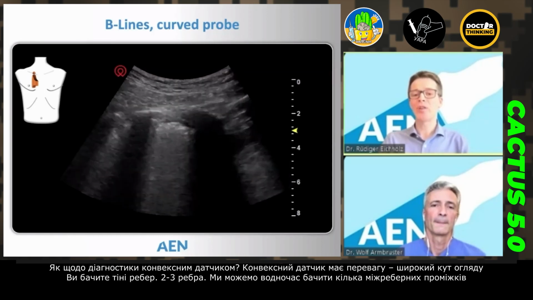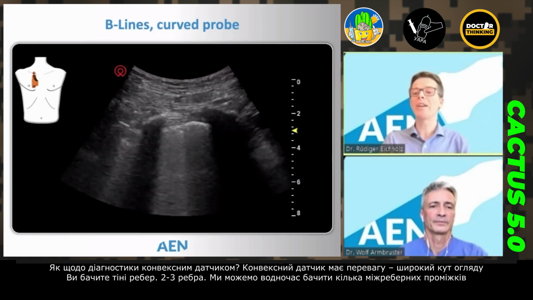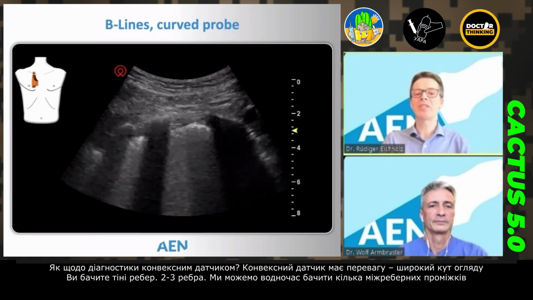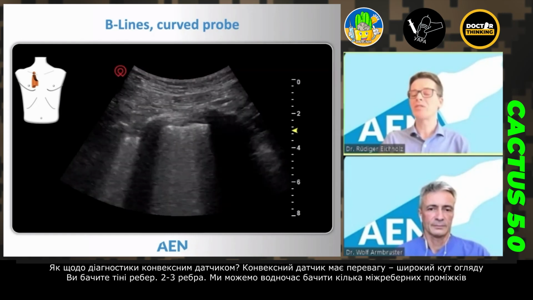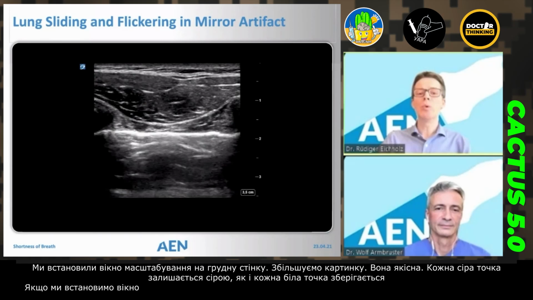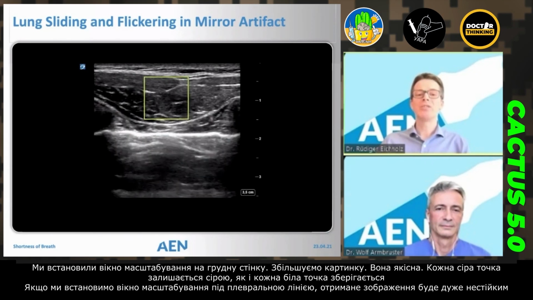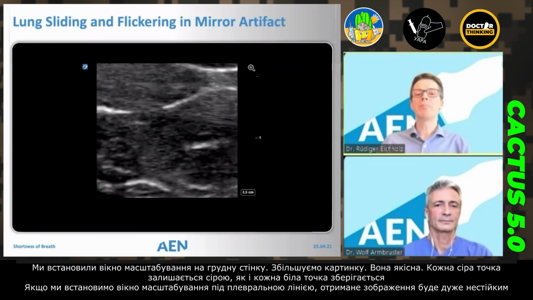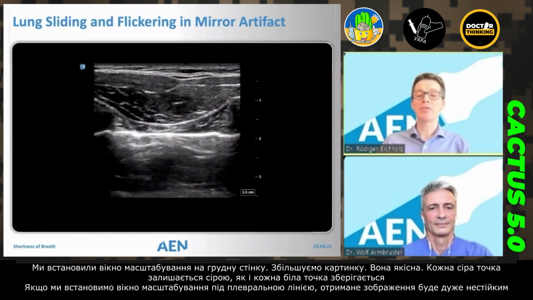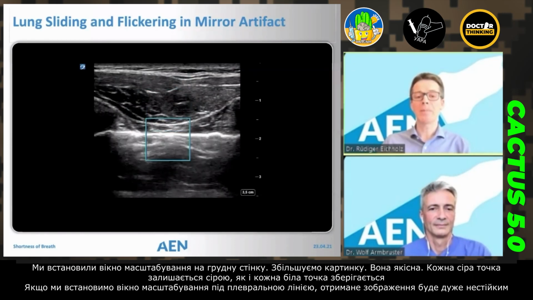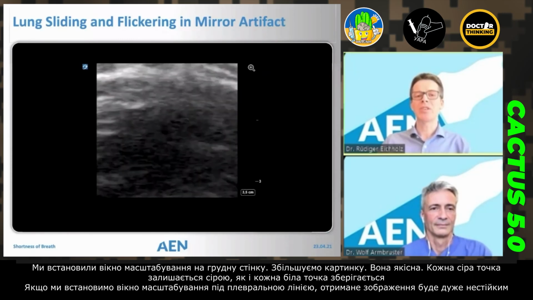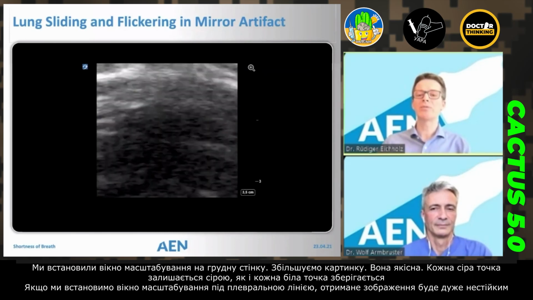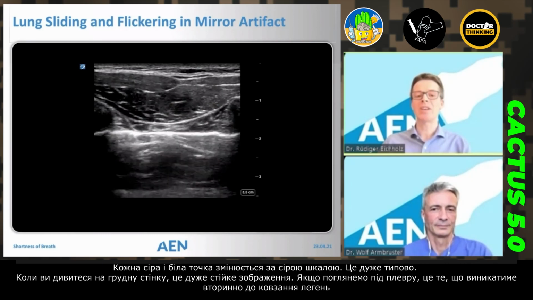Yeah, same thing. The curved probe has the advantage that we have a sort of wide angle view. So as here you see the rib shadows of 2 to 3 ribs, and then you can actually assess several intercostal spaces at once. And if you use the zoom window in the chest wall, like here, and enlarge the picture, you have a very, very quiet picture. So every gray dot remains a gray dot, every white dot likewise. But if you now set the zoom area below the pleural line, you've got a very, very unsteady image. It is what you can call a flickering image. Every gray and black dot changes in the grayscale.